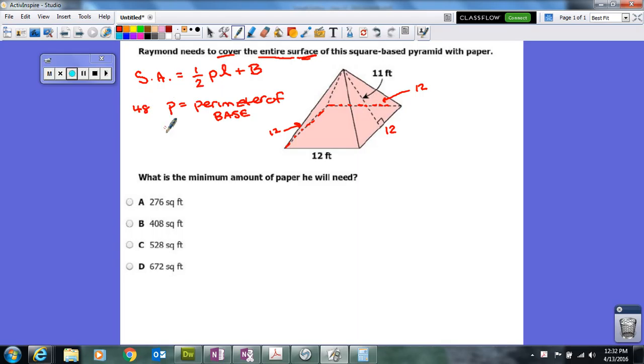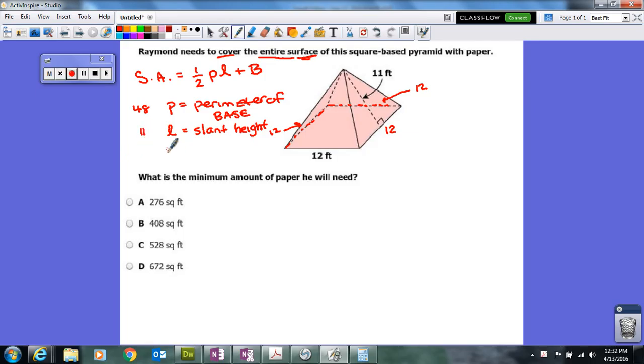Now let's talk about L. L is the slant height. Why did they assign it an L? I have no idea, but they did. So in this figure, they give us the slant height, which is the slanted height on the side of the pyramid. They tell us that measurement is 11 feet. So that one will be 11 in our formula.